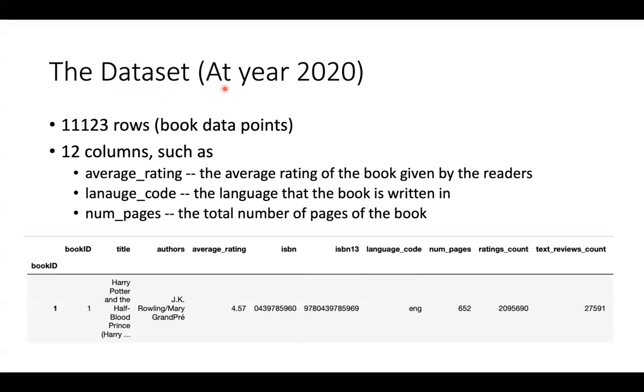It is provided at the year 2020 from the website Goodreads. It has around 1,100 books inside it, and it has 12 columns. Some of the interesting features are like the average rating, the language code, which is the language the book is written in, and the number of pages of that book.